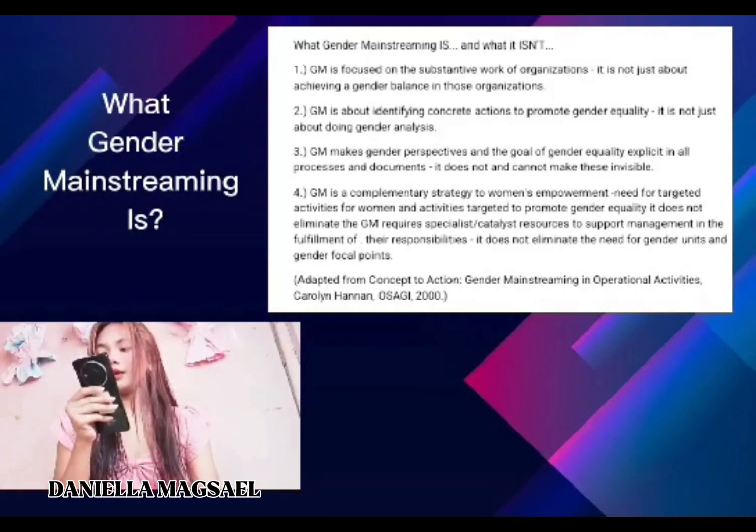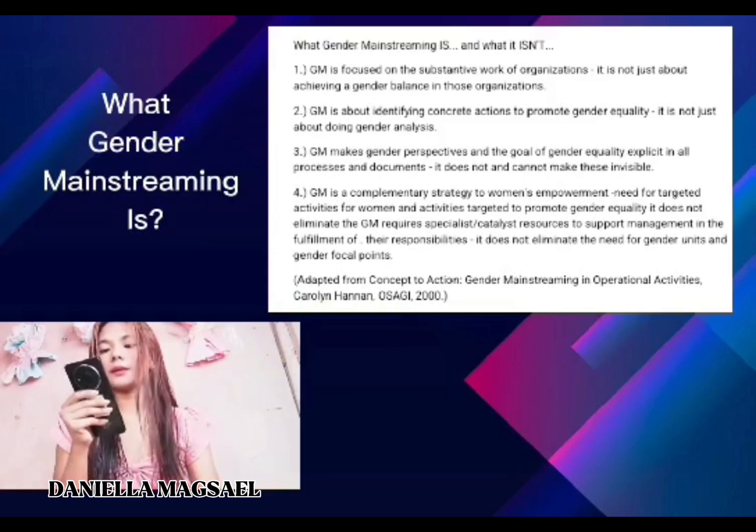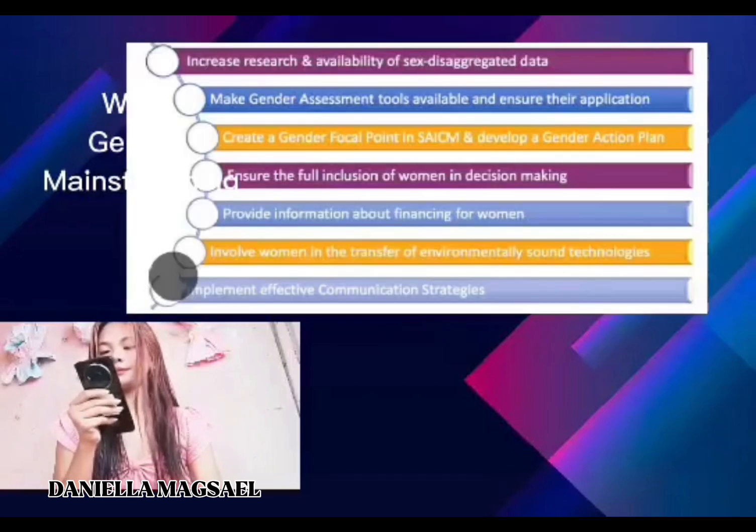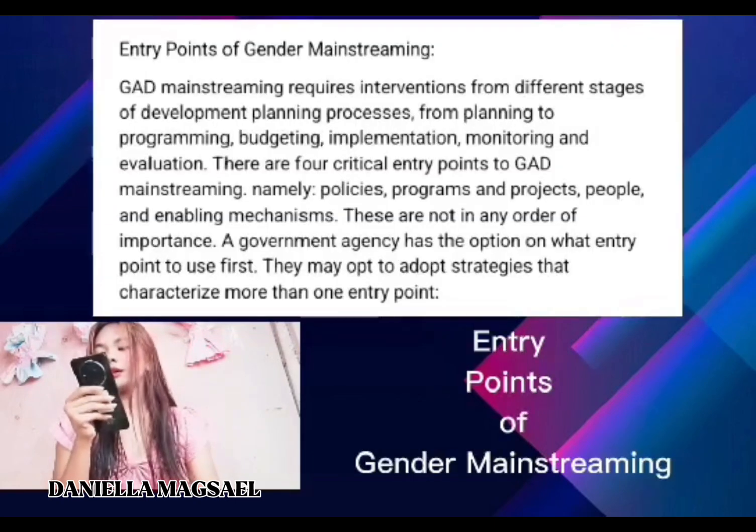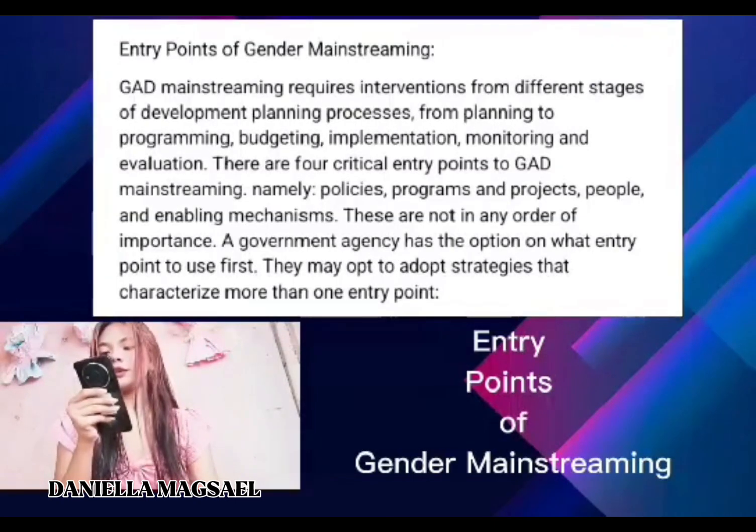And last, GM requires specialization, catalysts, and resources to support management in the fulfillment of their responsibilities. It does not eliminate the need for gender units and gender focal points. So the next topic is the gender mainstreaming operational activities and entry points of gender mainstreaming.